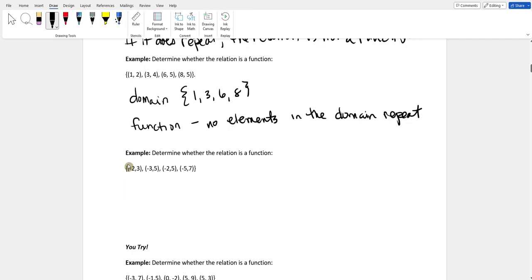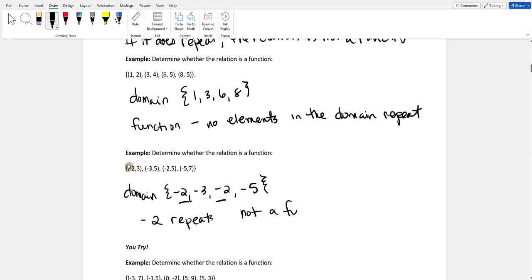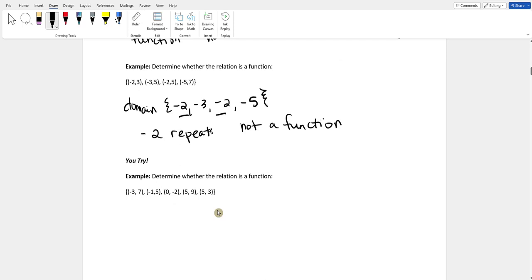In this next example, we have (-2, 3), (-3, 5), (-2, 5), (-5, 7). Let's look at the domain. We have -2, -3, -2, -5. As you can see, the -2 repeats. That means that this is not a function. I have a try problem up here. You can try this on your own. The answer to this problem is not a function.